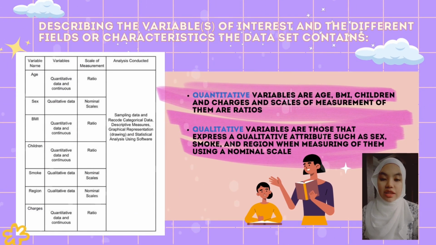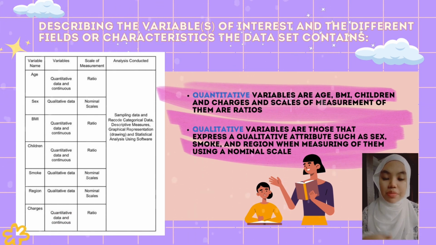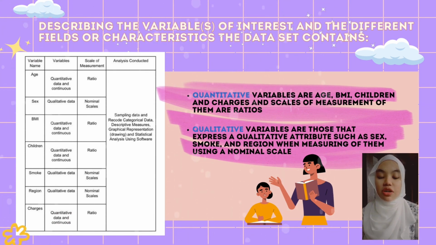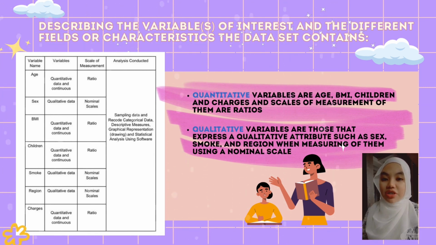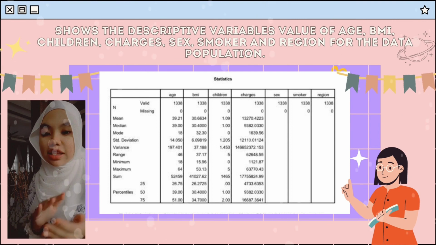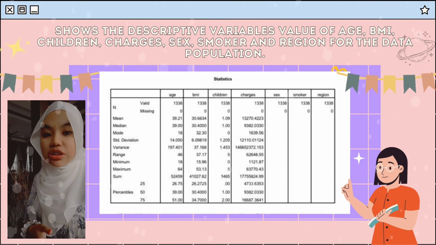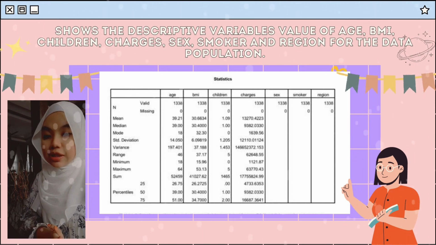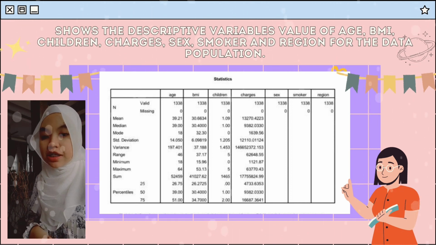Next, quantitative variables are those variables that are measured in terms of numbers. Based on the table above, quantitative variables are age, BMI, children, and charge, while the scale of measurement for them is ratio. Besides, qualitative variables are those that express a qualitative attribute such as sex, smokes, and region, measured using nominal scales. This table shows the statistics of a data set of life insurance charges with 1,338 observations, using SPSS software.